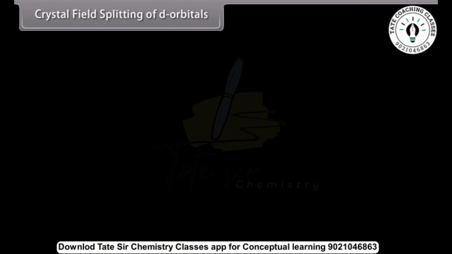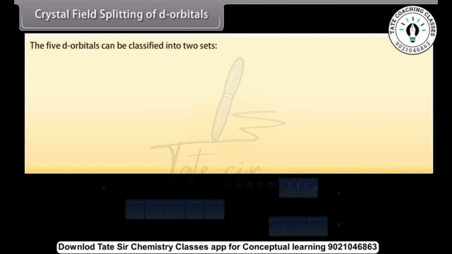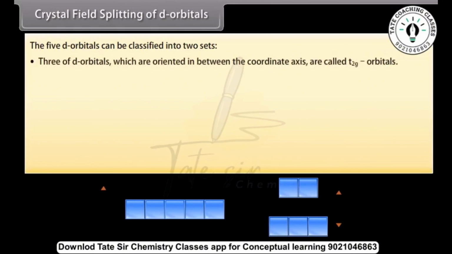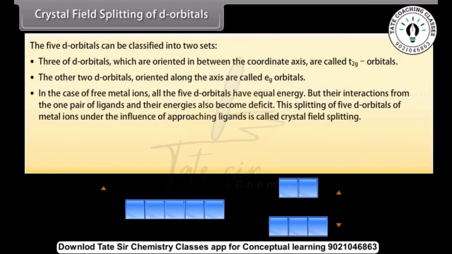Crystal field splitting of d orbitals. The 5 d orbitals can be classified into 2 sets. 3 of the d orbitals, which are oriented in between the coordinate axes, are called t2g orbitals. The other 2 d orbitals, oriented along the axis, are called eg orbitals. In the case of free metal ions, all the 5 d orbitals have equal energy, but on interaction with the ligands their energies become different.